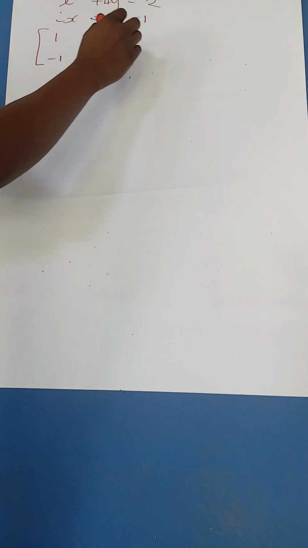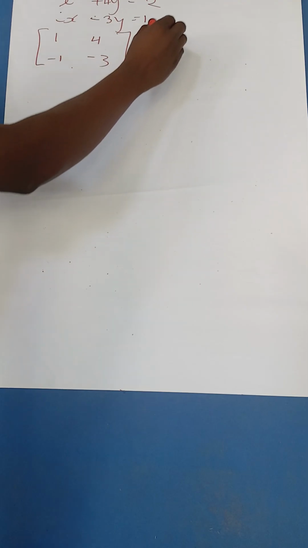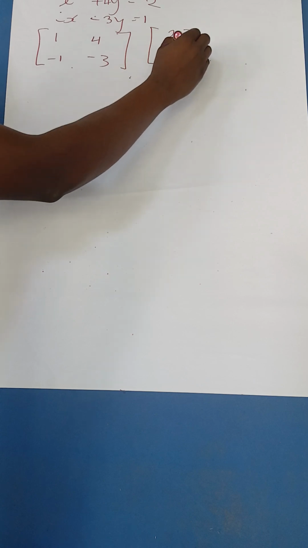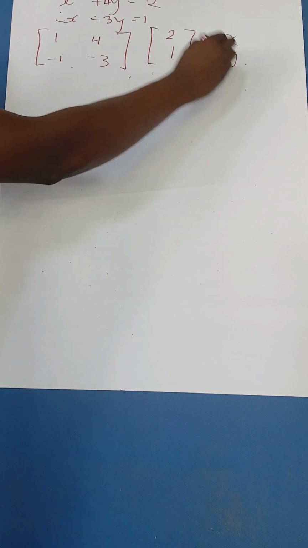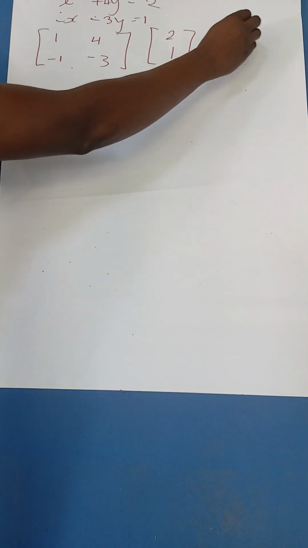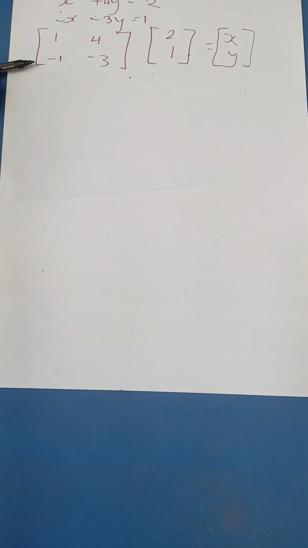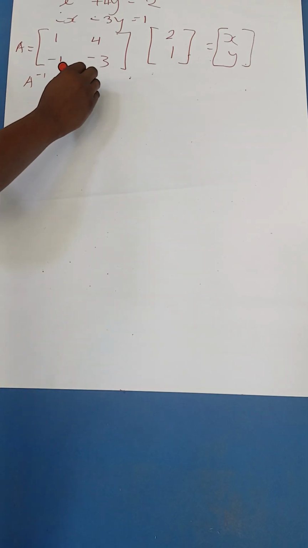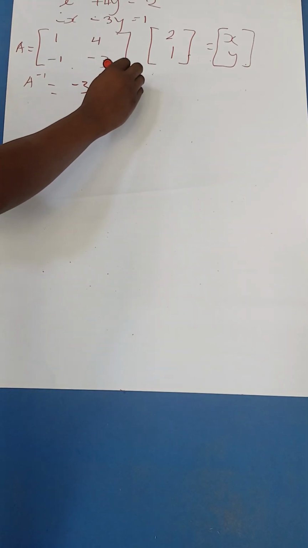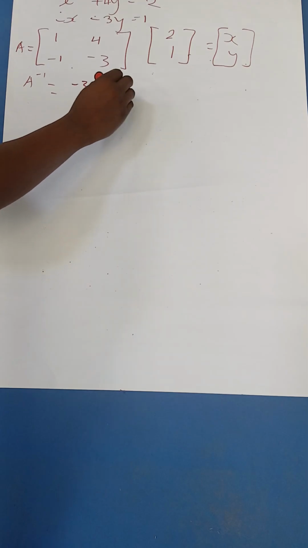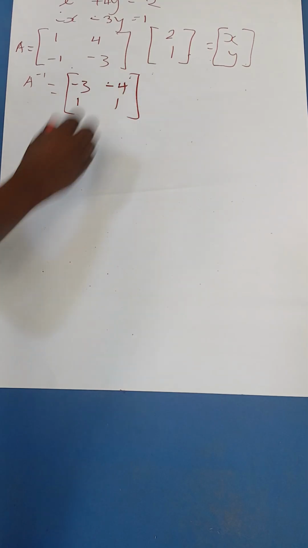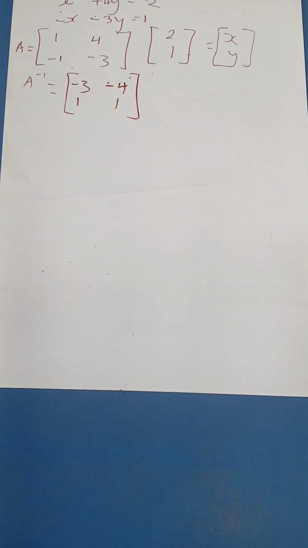Then we were able to arrange the matrix of x and y. And we have seen how to determine the inverse. So the inverse of this matrix A, we have determined, is -3, -4, 1 and 1. What has remained is just to see how we are going to get the values of x and y.